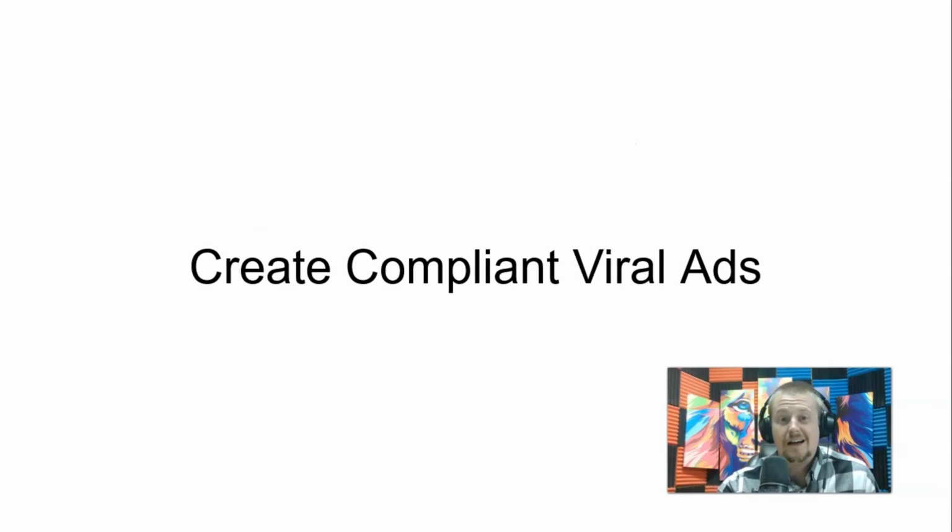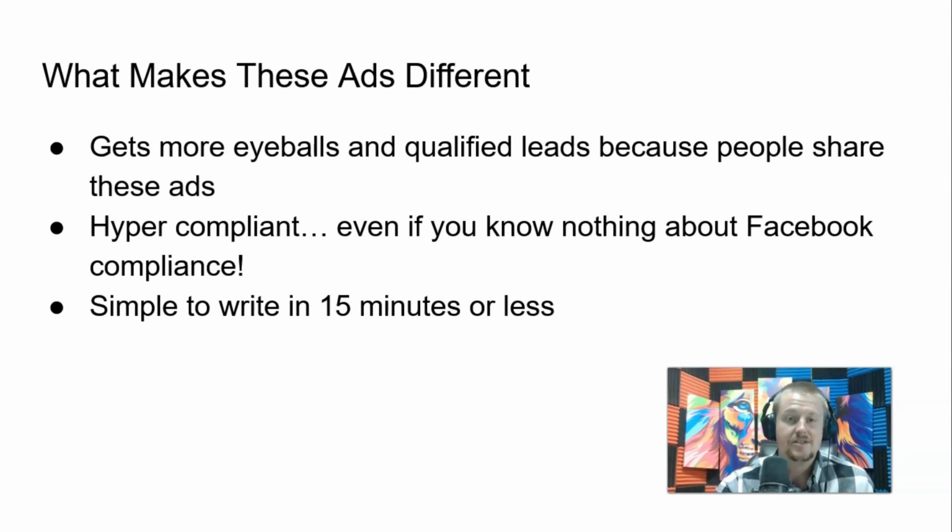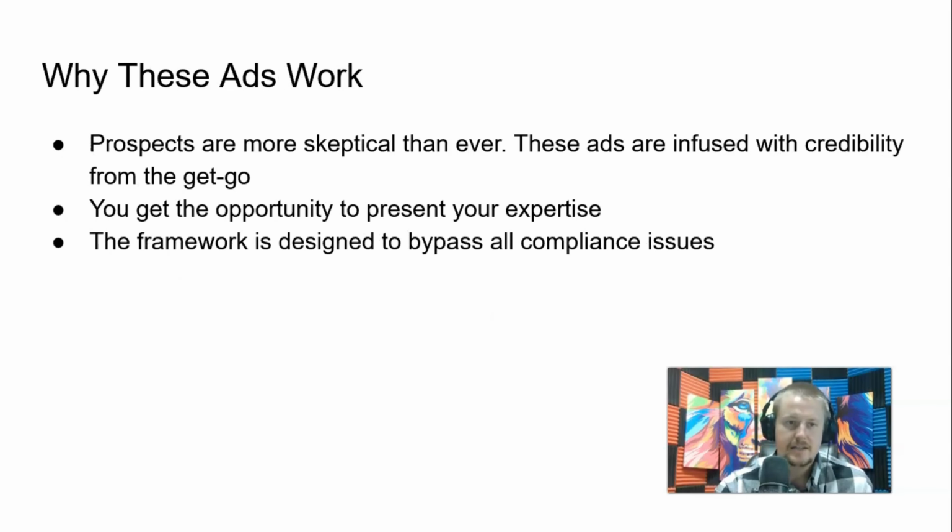All right, so now we're going to talk about how to create compliant viral ads. These are ads in the boxes for Facebook and things like that that can still go viral. So this is why these ads are different. It gets more eyeballs and qualified leads because people share these ads. That's the viral part about this. Hyper compliant, even if you know nothing about Facebook, it's still compliant. Usually takes about 15 minutes or less to write. Why these ads work: prospects are more skeptical than ever. These ads are infused with credibility from the get-go. You get the opportunity to present yourself as an expert, and the framework is designed to bypass the compliance issues.